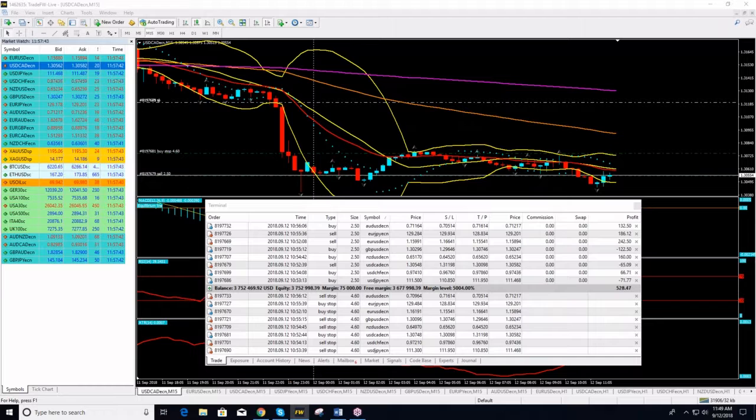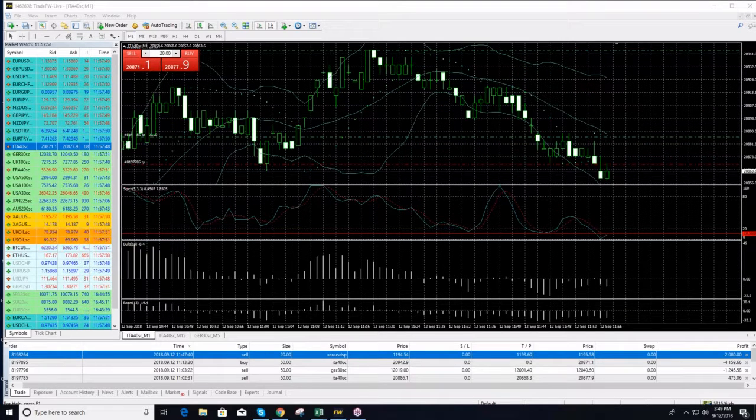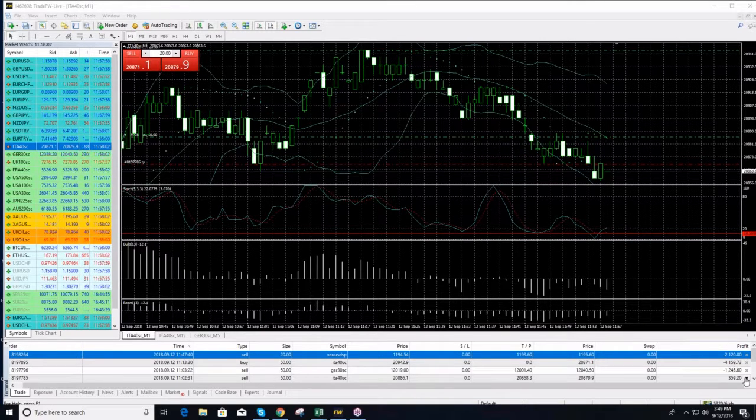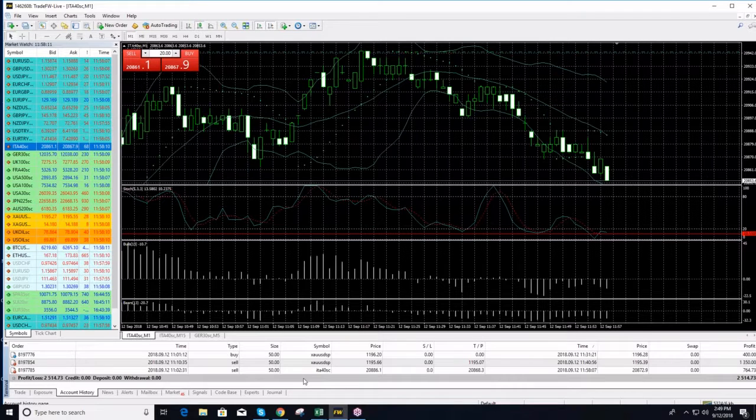Hey guys, so I will close now my Italy 40 position, guys. It's now making a small amount of profit, almost $400 profit. Come on, baby. There we go. Just closed it, guys. I made $700 on this position of Italy 40, $765 I made. We increased our profits to $2,500.